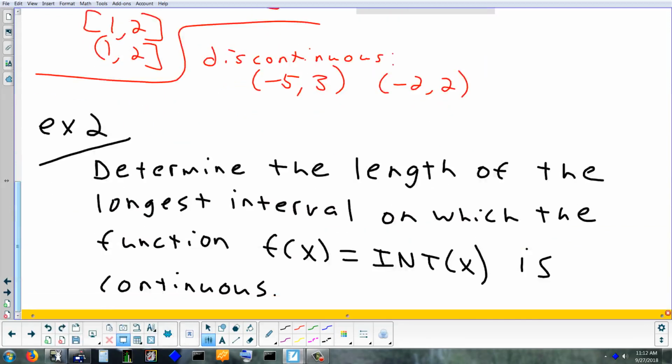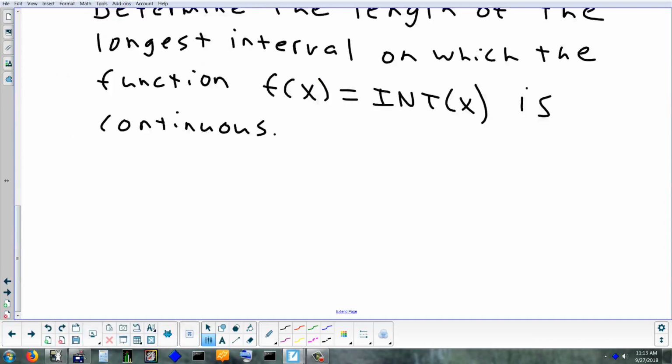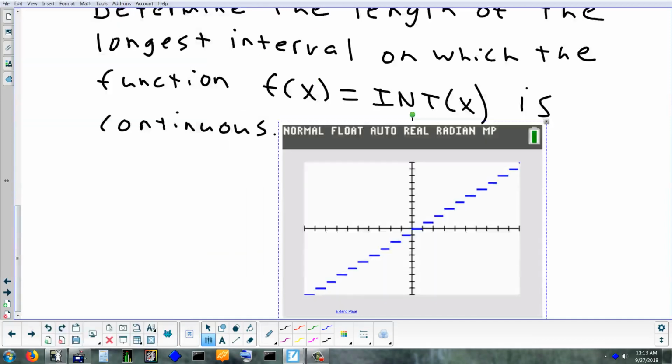All right, let's look at the step function again. So I'm going to put that back in, and it's called math number int. Okay, so here's my step function. Looking at that graph, what's the longest possible interval that you could find that's continuous? Let's just make it a little bigger. What's the longest interval on that graph that is continuous? How long is it? Yeah?